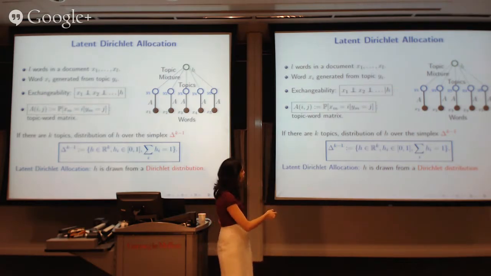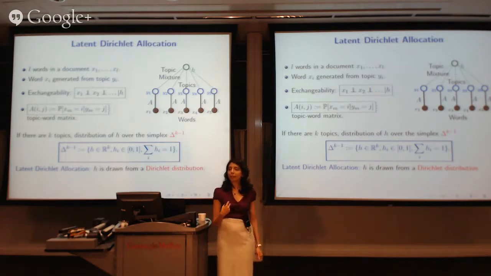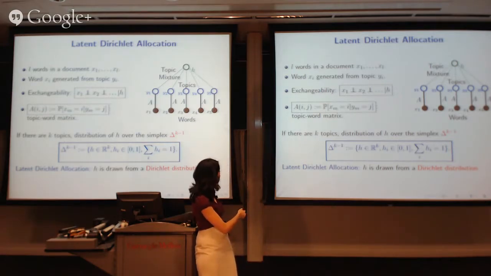So I'm going to draw first the topic, and then given the topic, I'm going to draw the word. And that's given by this topic word matrix, or this conditional probability table. So in this matrix A, the ijth entry is given by the probability that the word was I.